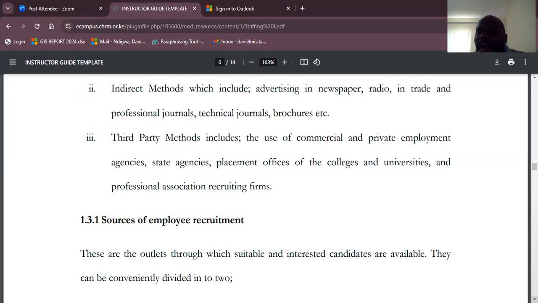So they want to concentrate on core activities and leave the other activities to third parties. Examples of third parties could be commercial and private employment agencies. For example, I know one, Outdoor agencies, where their main focus is to look for employees. We also have Brighter Monday, which is also very common as an agency to look for employees. Then we also have state agencies. The work of a state agency is to work on behalf of the government to look for potential employees who are interested in working for the government.